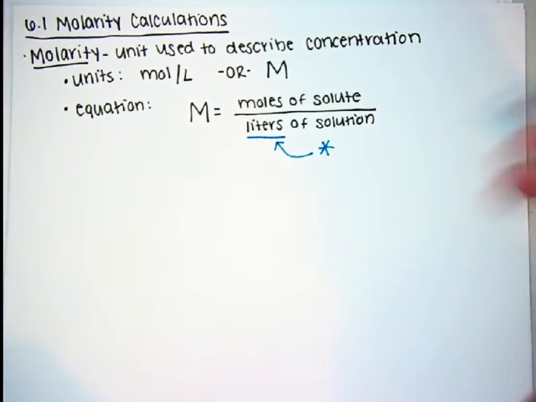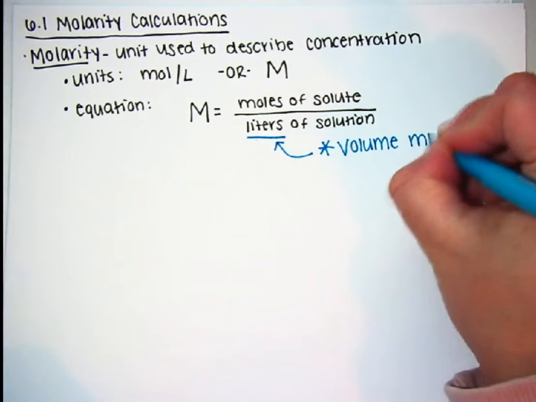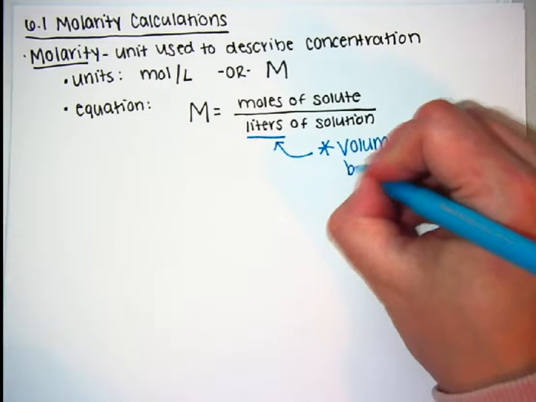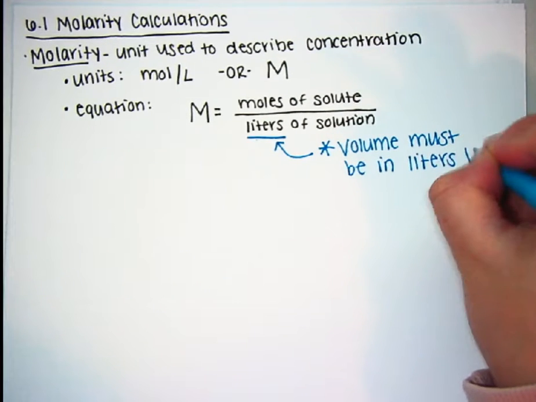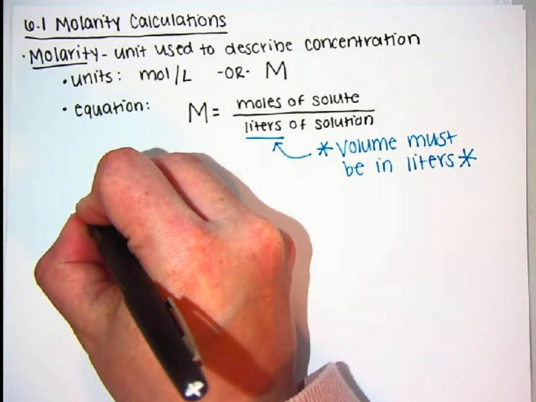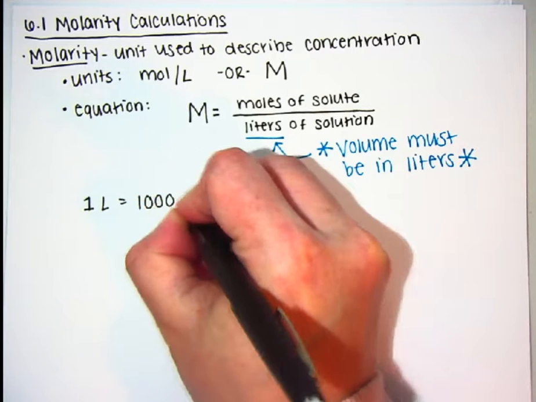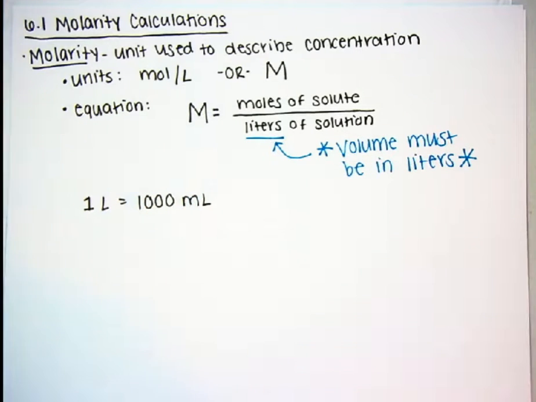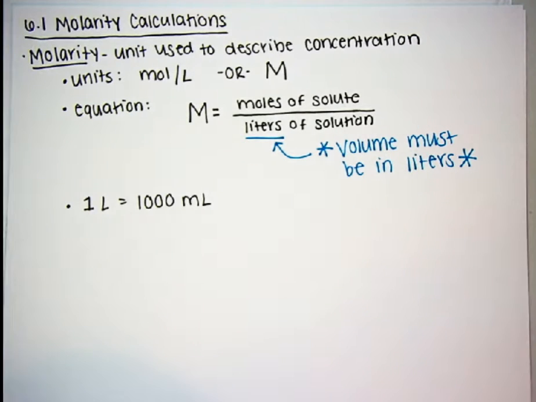This is really important. The denominator, the volume, must be in liters. Sometimes you will not be given liters, you will be given milliliters. So we have to know that 1 liter is equal to 1,000 milliliters. So if you're given milliliters, you're going to have to convert to liters.